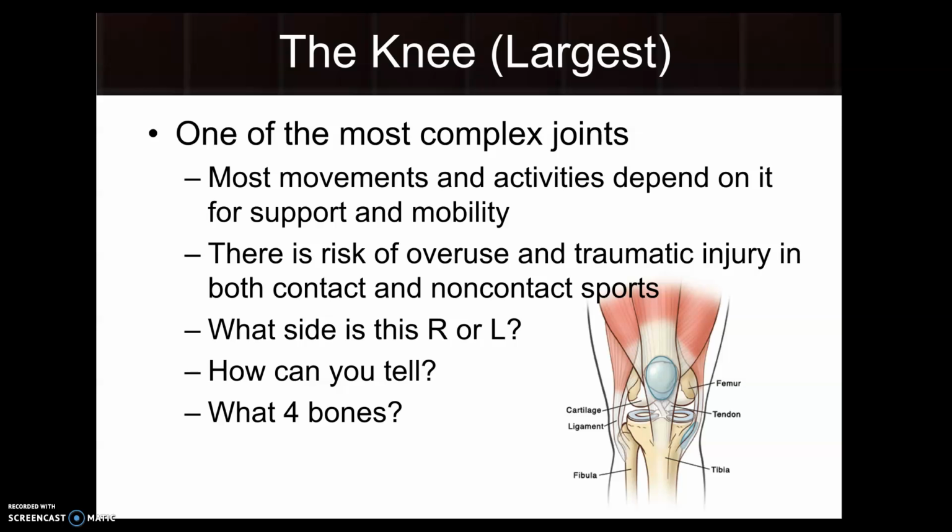What are the 4 bones? Fibula, tibia, femur, and of course the sesamoid bone called the patella that's deep inside the extensor mechanism complex, here shown in that blue circle.